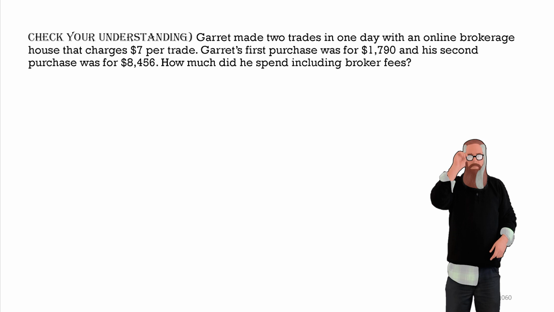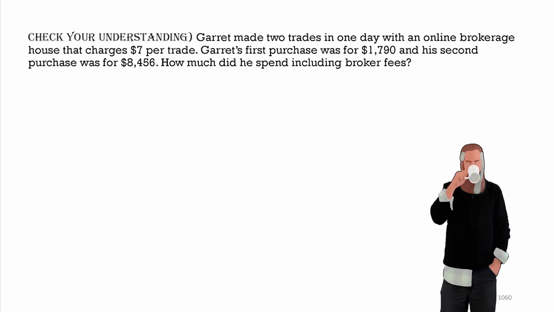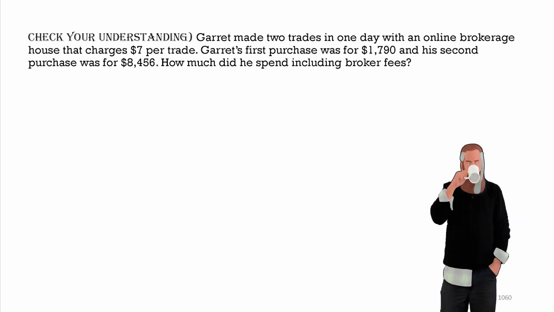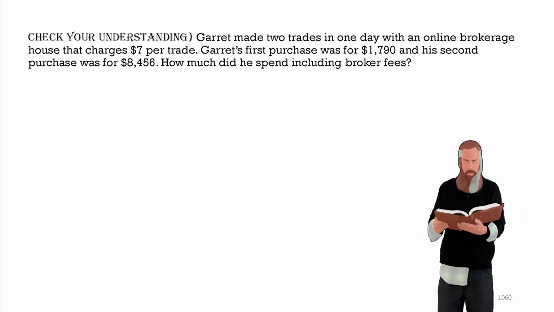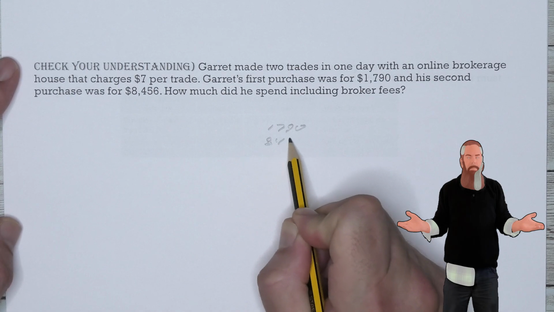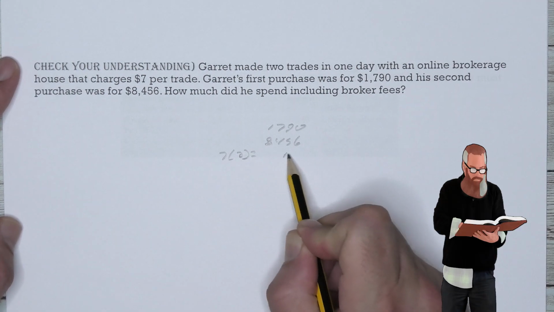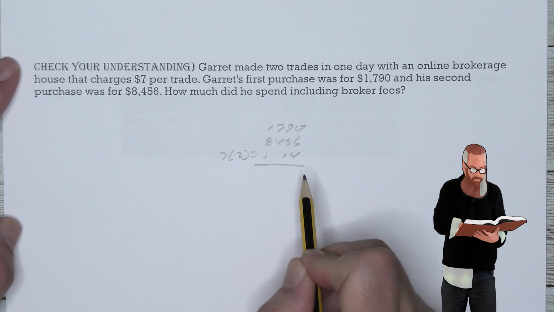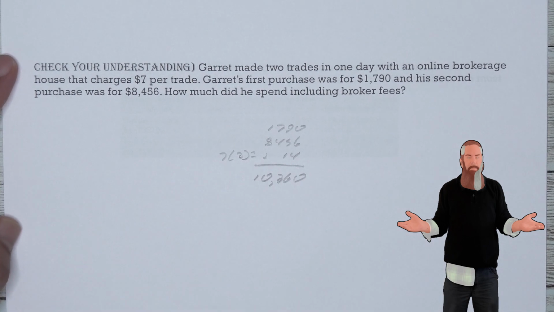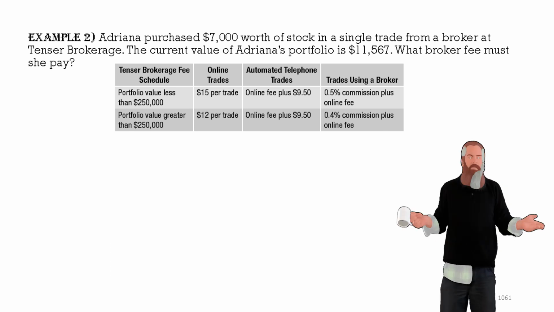Let's check our understanding. Garrett made 2 trades in one day with an online brokerage house that charges $7 per trade. Garrett's first purchase was for $17.90 and his second purchase was for $84.56. How much did he spend, including brokerage fees? Well, we know that there's the $17.90 purchase and there's the $84.56 purchase, but there were 2 trades at $7 per piece, so we have to add $14 into that. Adding all of this up, we're going to get $10,260.